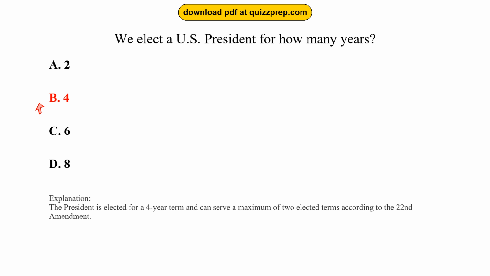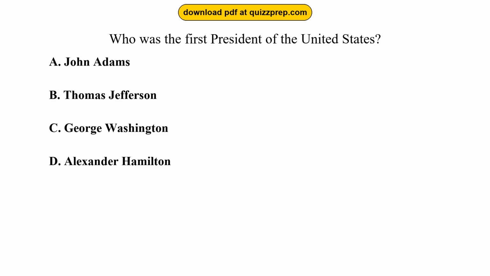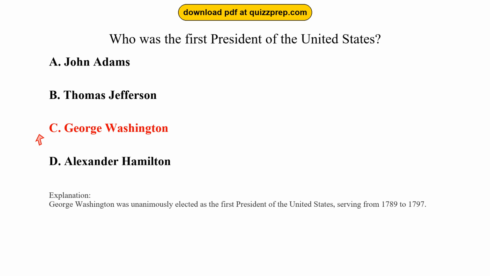22nd Amendment. Question 69. Who was the first President of the United States? Option A John Adams. Option B Thomas Jefferson. Option C George Washington. Option D Alexander Hamilton. The correct answer is option C, George Washington. George Washington was unanimously elected as the first President of the United States, serving from 1789 to 1797.